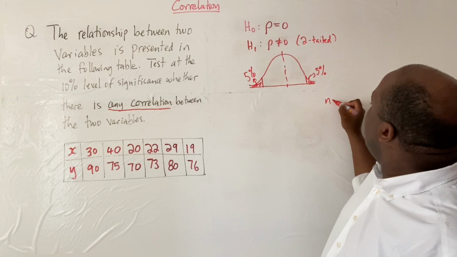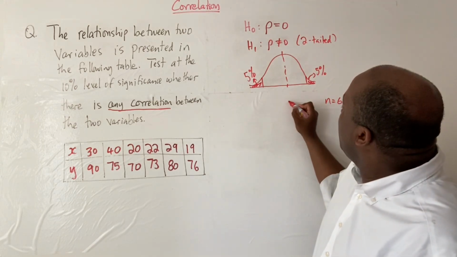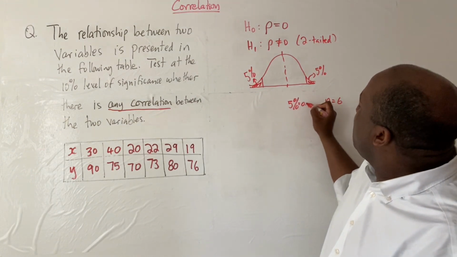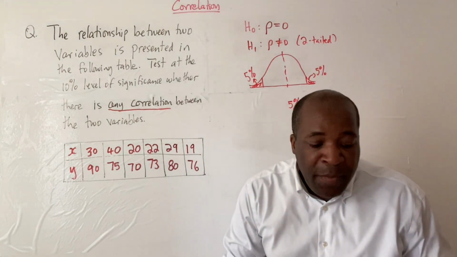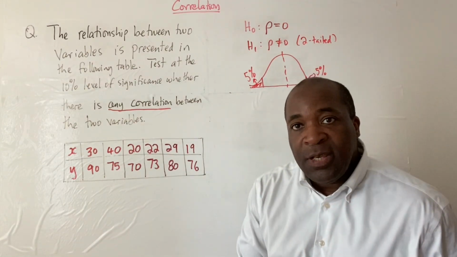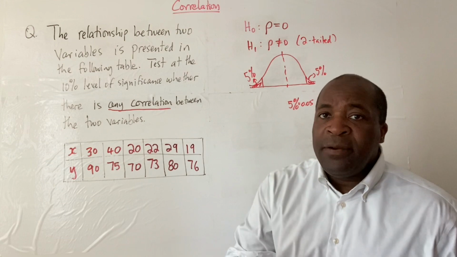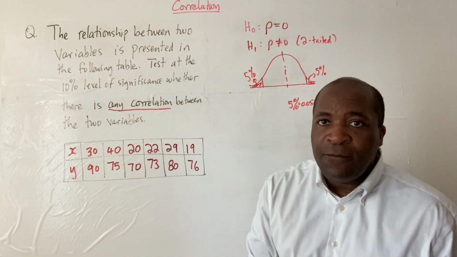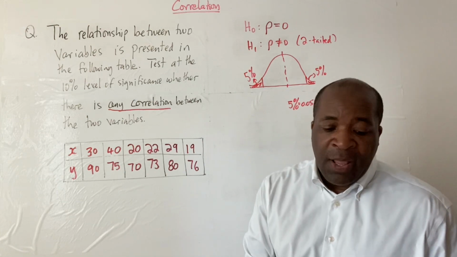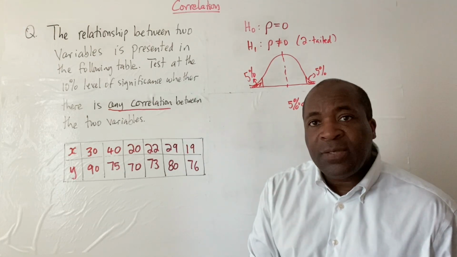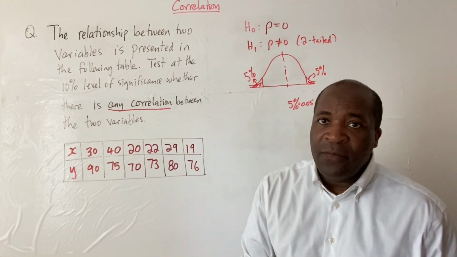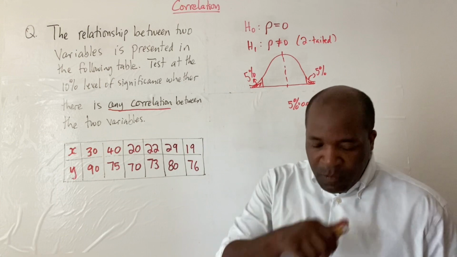So we look for n equals 6. Then we will look for 5% or 0.05. Do make sure that you print off the formula sheet or the data sheet for your exam board, and then go through that data sheet very carefully. Make sure that you're really familiar with it. You should be looking for the critical values for correlation coefficient in your data sheet. Your exam board would have provided you with that.